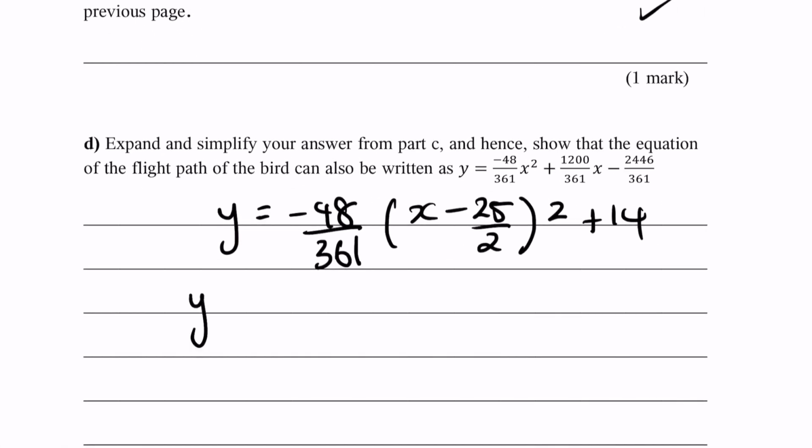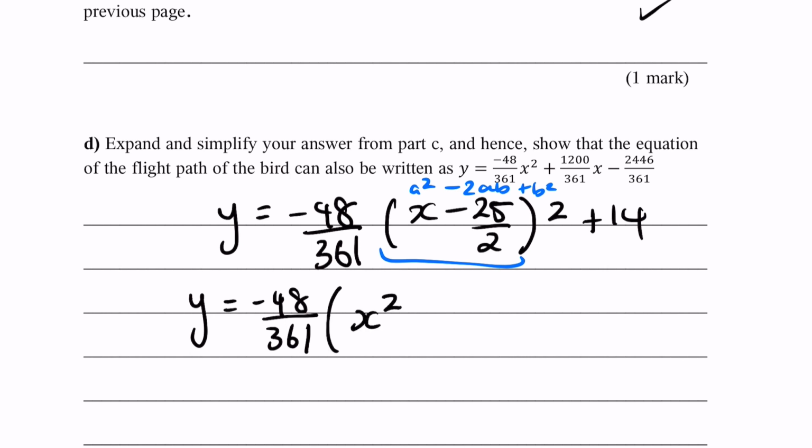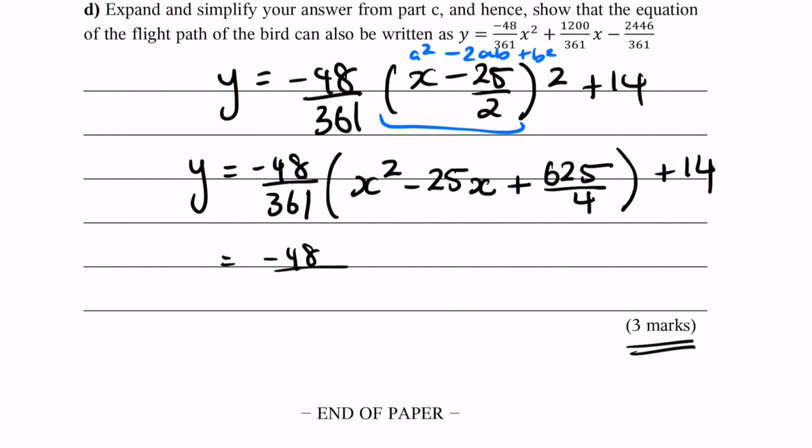Okay. So the first expansion that I'm going to make is here. That's a squared minus 2ab plus b squared. That's going to be x squared, and then 2ab, 2 times x times 25 on 2. The 2's will cancel, so that'll be minus 25x. And then plus b squared, so that's 25 on 2 squared. And if you're not too sure, you can do that on the calculator. So 25 squared is 625 on 4, plus 14.